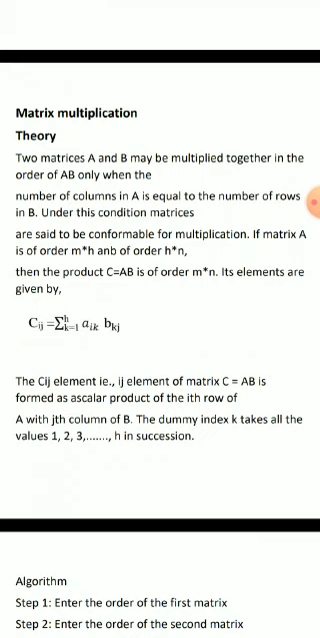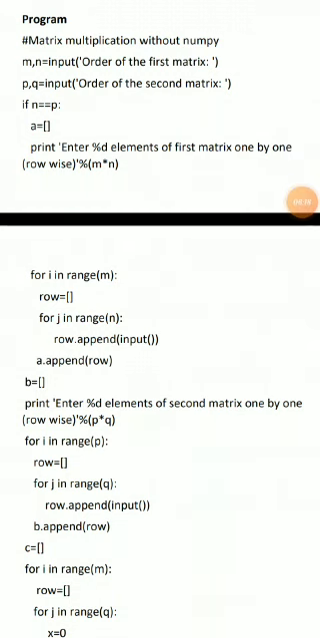The Cij element, that is the ij element of matrix C equal to AB, is formed as a scalar product of the ith row of A with the jth column of B. The dummy index k takes all the values 1, 2, 3, etc. to h in succession. And this is the program.